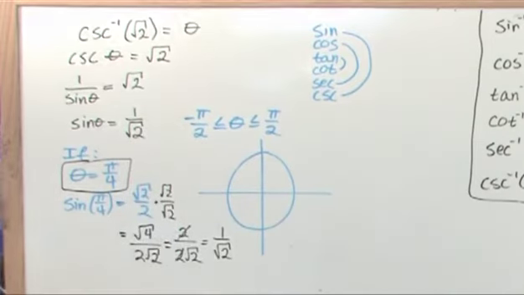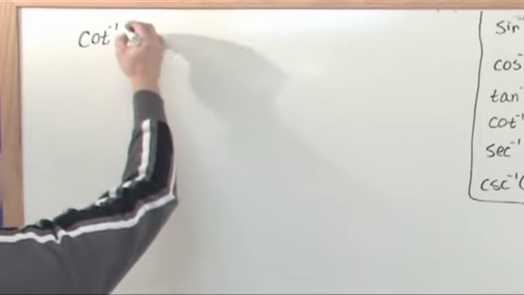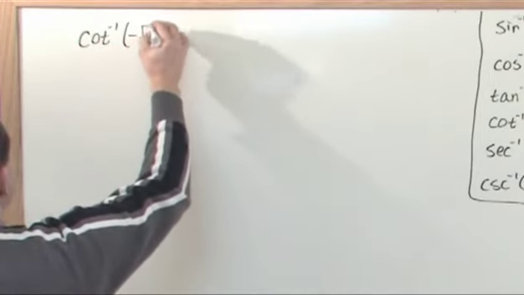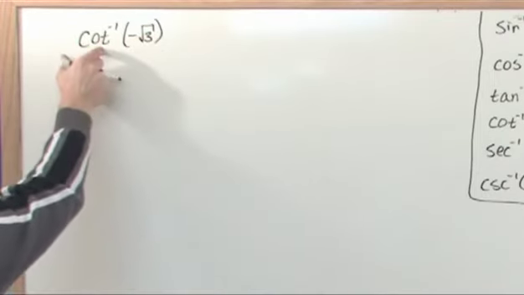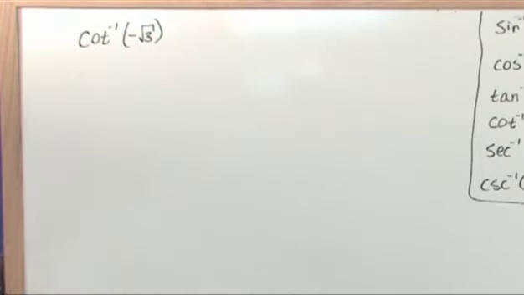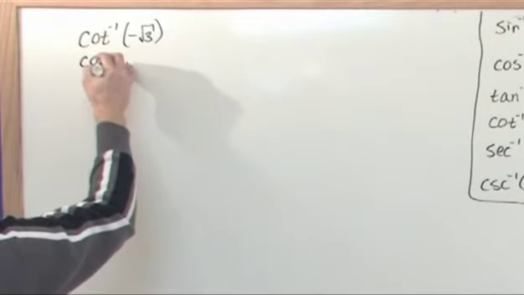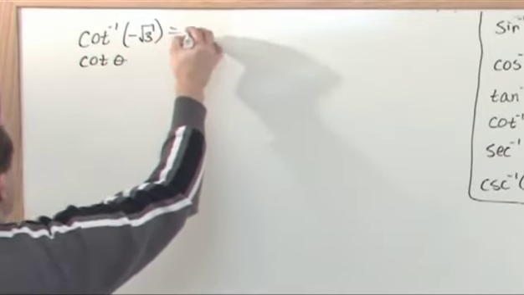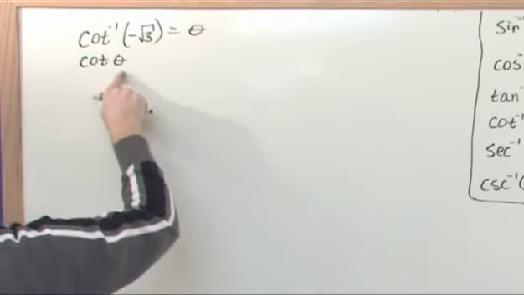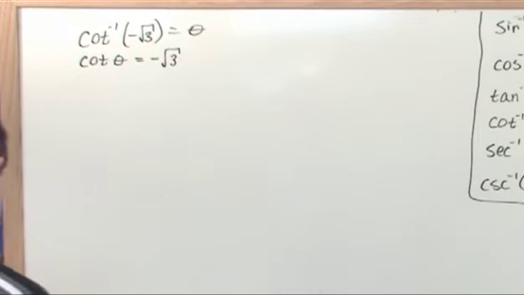Okay, the next problem says cotangent inverse of negative square root of 3. So I'm taking the inverse cotangent, or the arc cotangent, of negative square root of 3. The way I always proceed is I rewrite it. I say the cotangent of some angle, because remember this is going to return some angle, is equal to negative square root of 3.